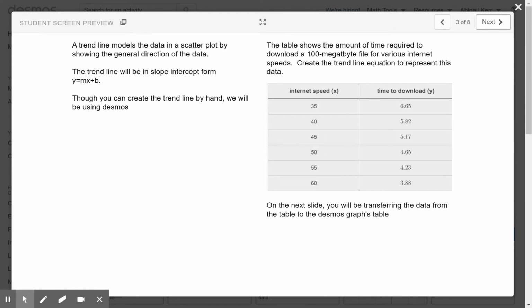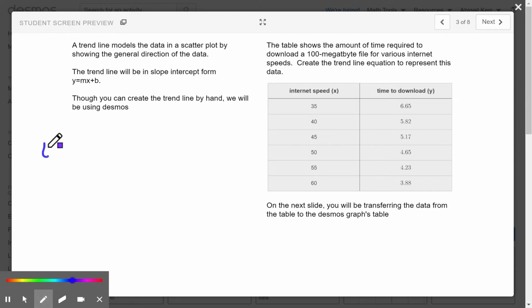Now, in the first slide, I talked about the trend line. The trend line is just an equation. It models the data in a scatter plot by showing the direction of that data. A trend line will be in slope-intercept form. So if we were in class, we would probably make you plot the ordered pairs on a graph and then draw a line of best fit.